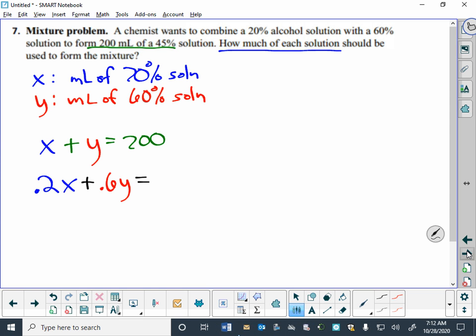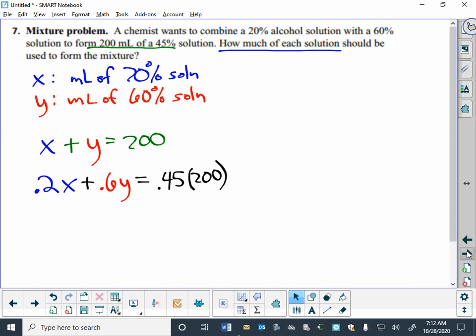And we want a 45% solution. We want 45% of the total solution, of which there are 200 milliliters. Okay. That's going to be how much total alcohol we want in the solution. This represents everything of where it's coming from. So these are our two equations. We could solve this in a couple of different ways.